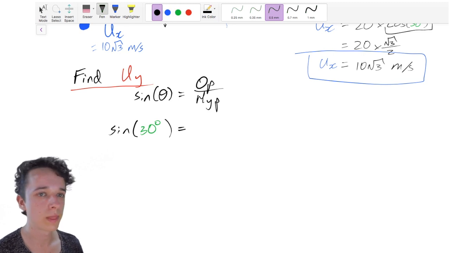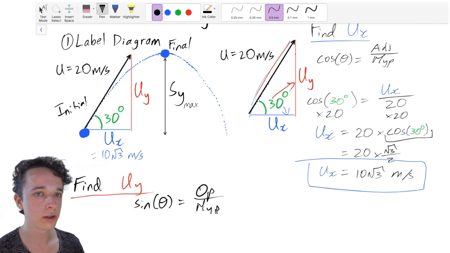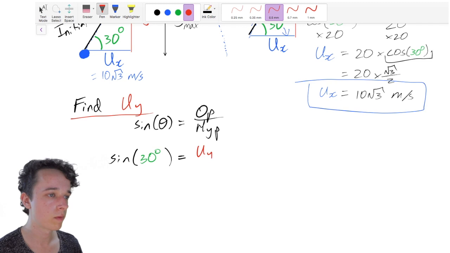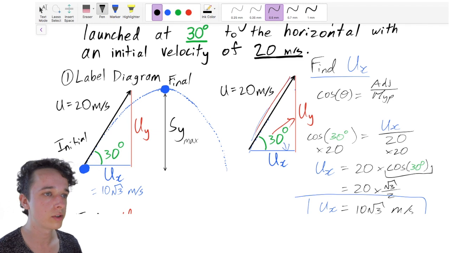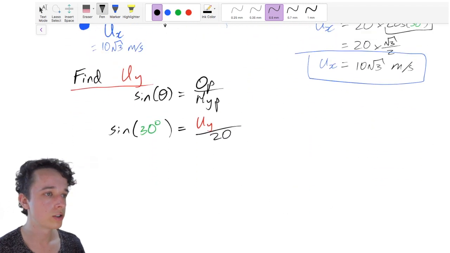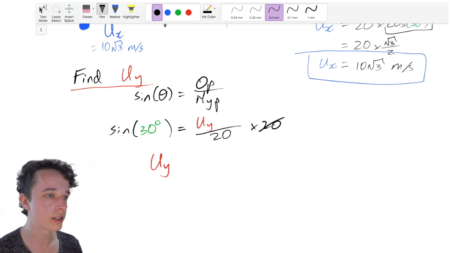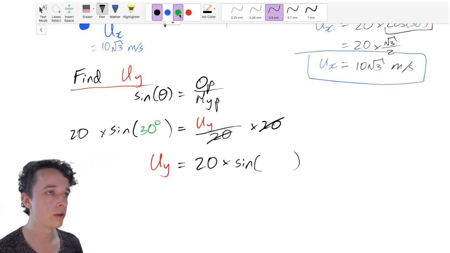Our opposite, if you remember from the triangle, is uy, the thing we are trying to find. And our hypotenuse is 20 meters per second. So doing the exact same process, in order to make uy the subject of this equation, we multiply this side by 20 so that the 20s cancel out. If we do something to one side of the equation, we have to do it to the other. So you need to multiply the left-hand side by 20. And then we're left with uy equals 20 times sine of 30 degrees.